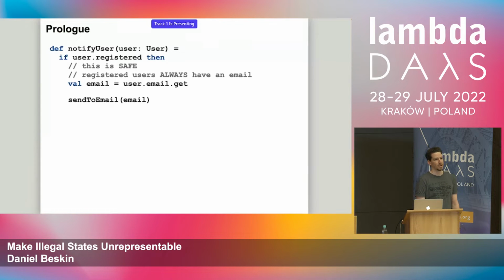Someone unwrapped an empty option value, and you read this comment: this is safe, registered users always have email. It's a very nice comment, and the all caps are stressing the right points. And it's a very reasonable assumption, because registered users should have emails, and the product manager also required that as well. So what went wrong?